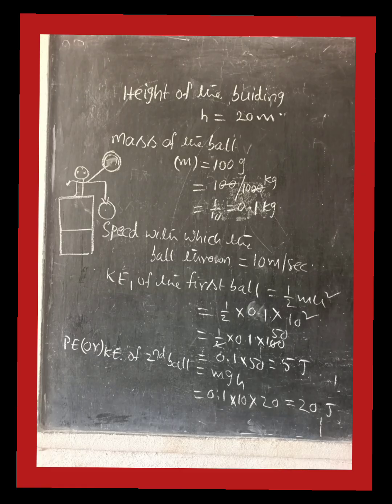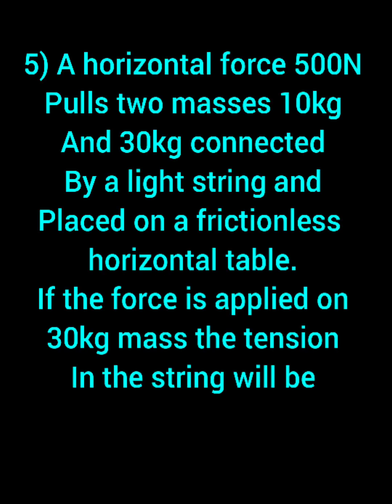Since the second ball is thrown downwards, potential energy is converted into kinetic energy. The energy of the second ball equals mgh, that is equal to 0.1 into 10 into 20, that is equal to 20 joules. Kinetic energy of the first ball is 5 joules and potential energy or kinetic energy of the second ball is 20 joules.